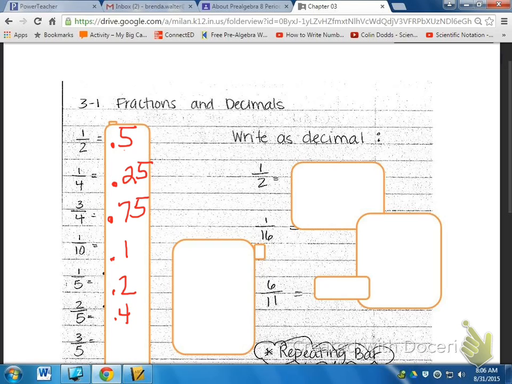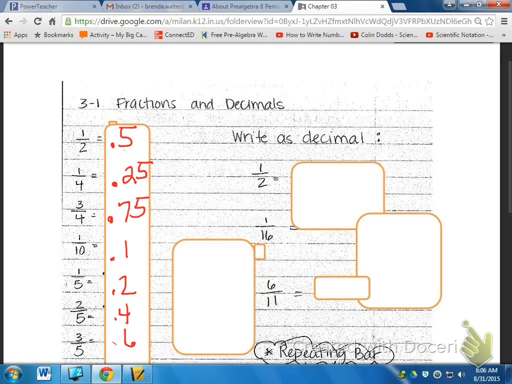And then what about 3/5? Somebody that has an answer. 0.6. Okay. Have we surprised anybody yet on any of these? No. Did you already know all these? I did this like last week.